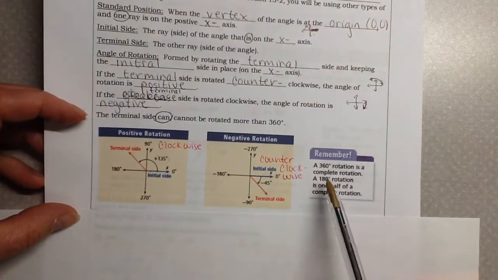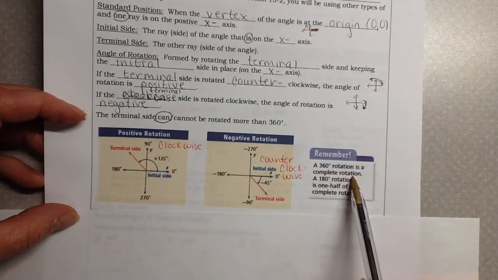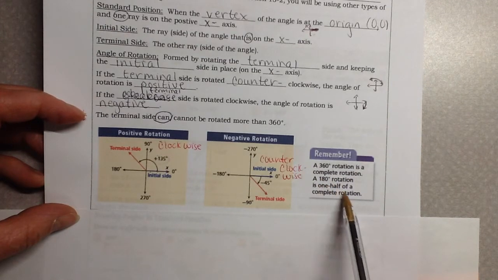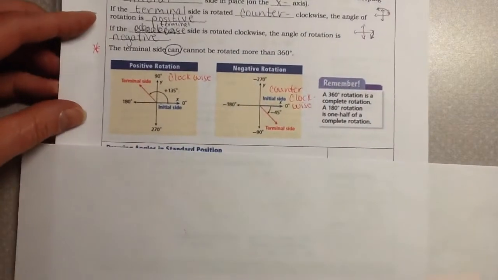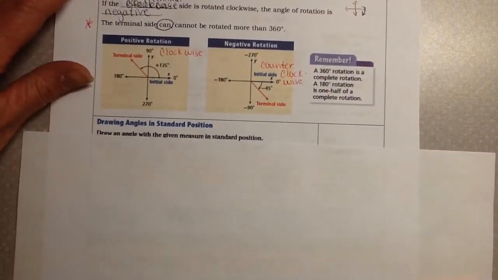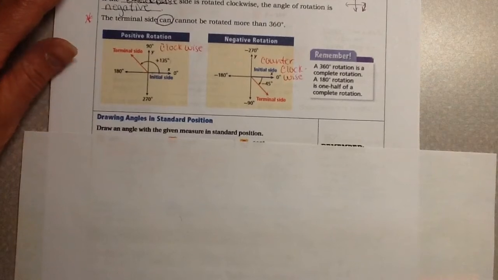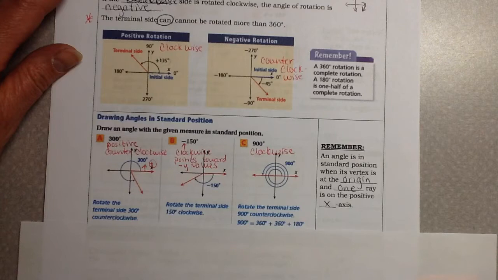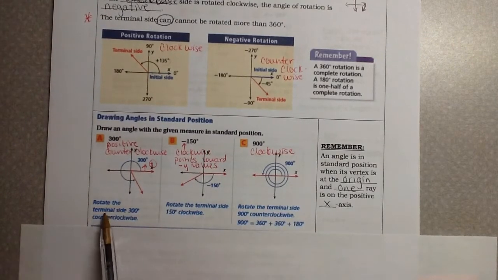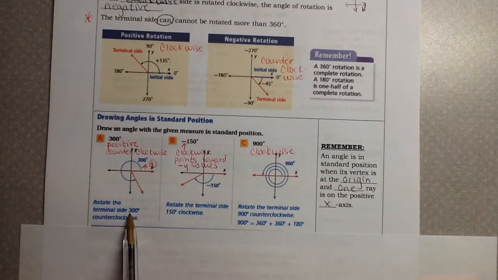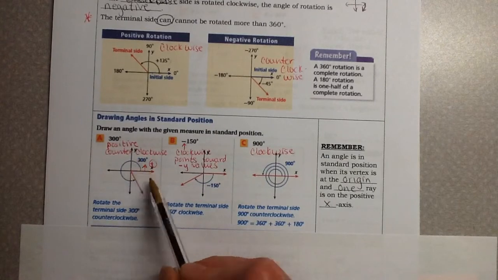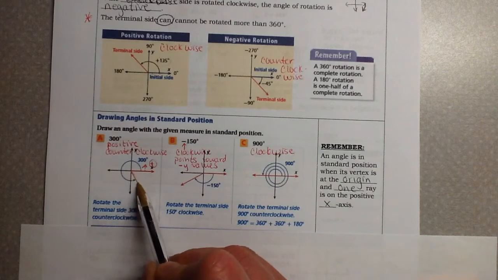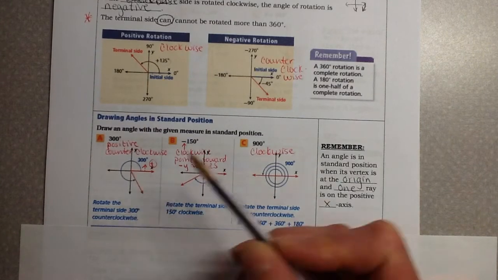Now, from last year in geometry, a 360-degree rotation is a complete circle or a complete rotation. 180 degrees would be half of a complete rotation. Okay, now it's important that you're able to draw angles in standard position. So we want to draw an angle with the given measurement in standard position. This one is to rotate the terminal side 360. Now this is positive, so that means we have to go this way in the positive direction. So we would go all the way around here. Remember, 360 is the whole thing, so we would stop here and draw the terminal side.